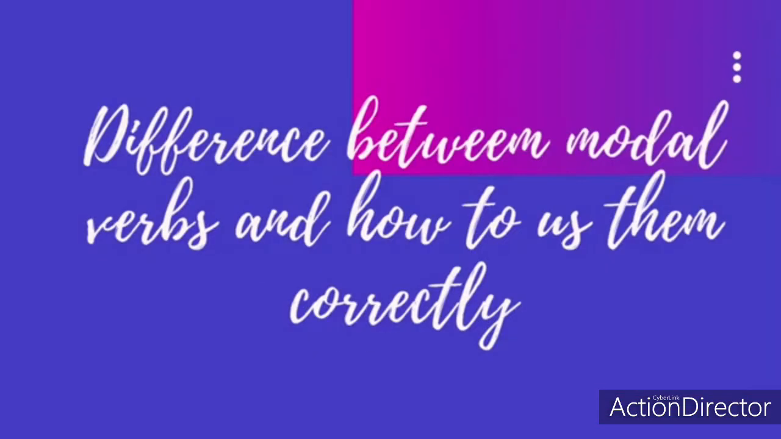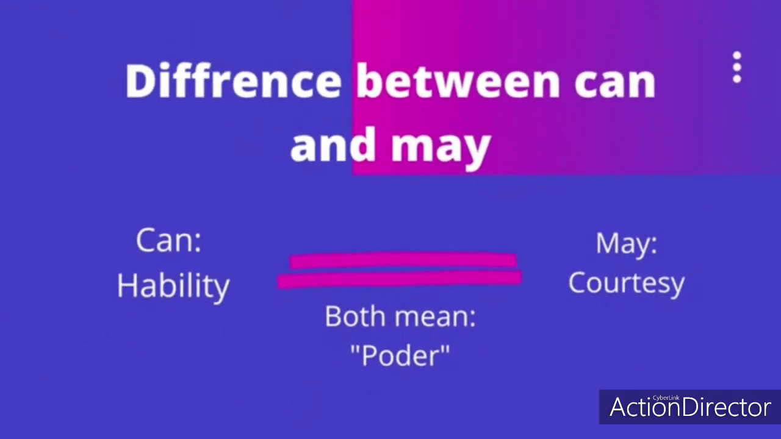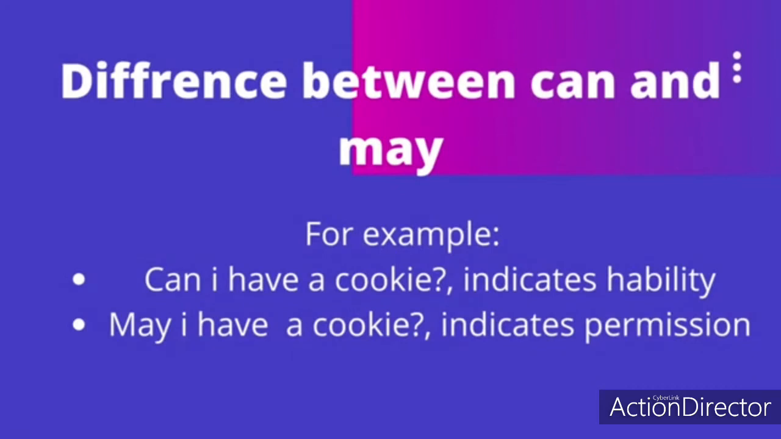Difference between modal verbs and how to use them correctly. Difference between can and may. Both the verb can and may are modal verbs. While can is used to express ability and sometimes permission in a colloquial context, may is used to express possibility and to ask or give permission in a formal context. For example, can I have a cookie indicates ability. May I have a cookie indicates permission or courtesy.